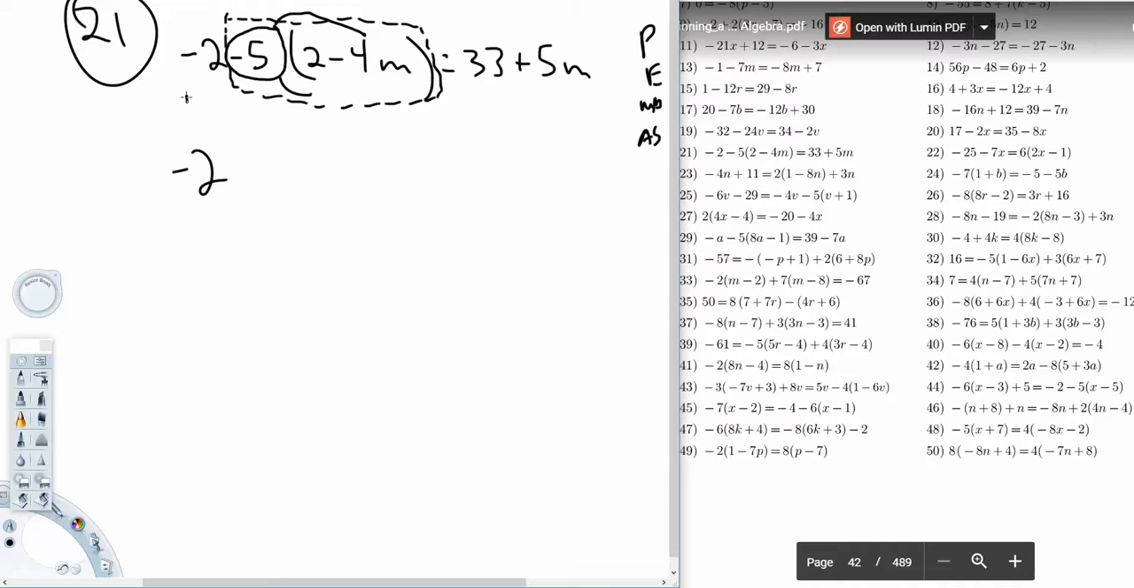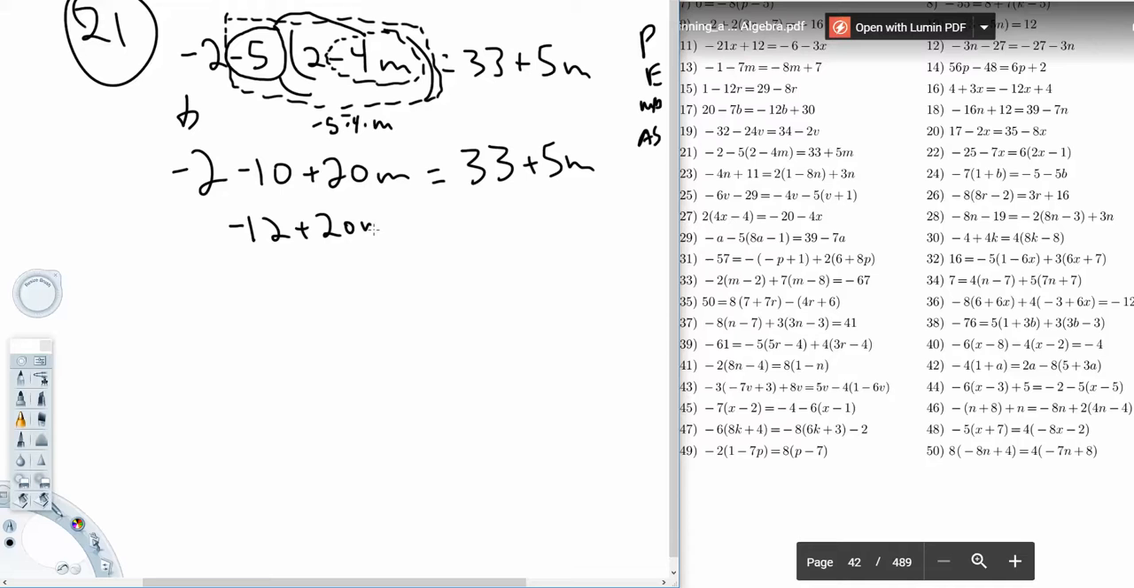So we'll write the minus 2. And the first one is minus 5 times 2, which is minus 10. Then minus 5 times, well, look at the sign on the left, that's a negative also. Minus 5 times minus 4m equals, that's minus 5 times minus 4 times m. And that's really plus 20m. Right? Two negatives make a positive. That equals 33 plus 5m. Okie dokie. So now we're going to do the little job of combining like terms. Let's just combine these ones first.